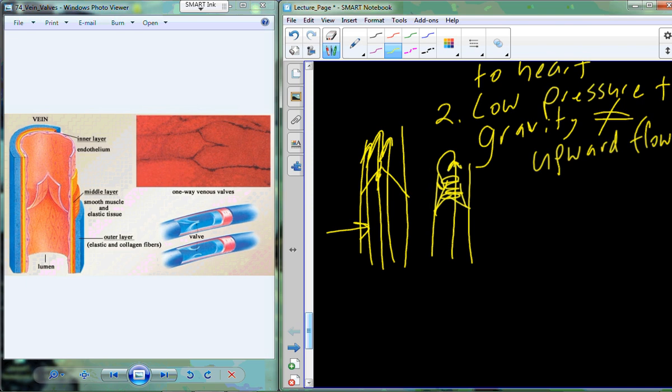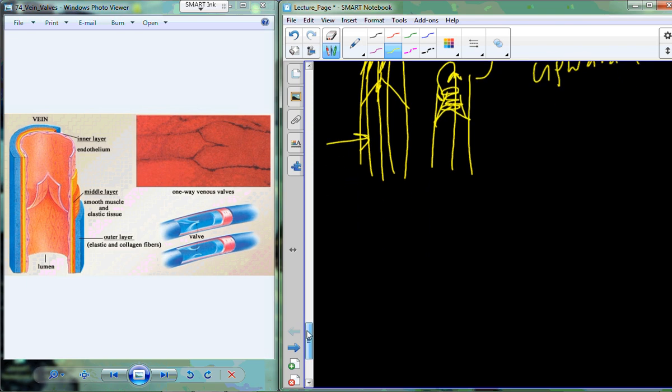So the venous return is more like taking a step forward, and then you sort of pause, and then you take another step forward, and then you pause. And it kind of goes in that pulsatile motion. And the reason for the pause is because of those venous valves.